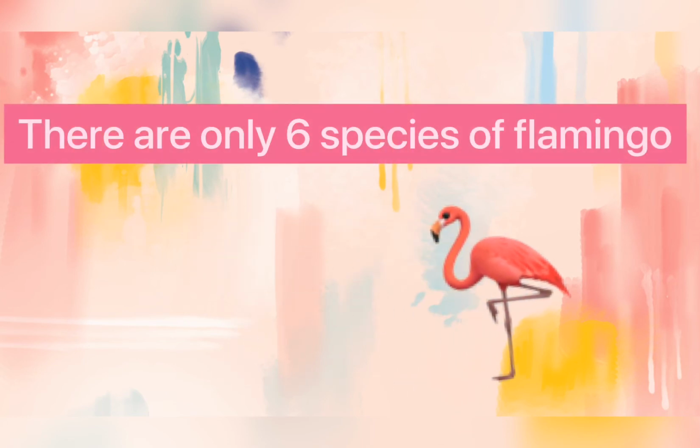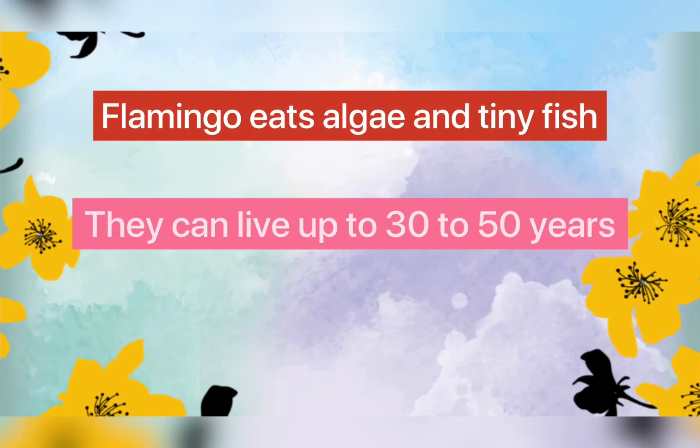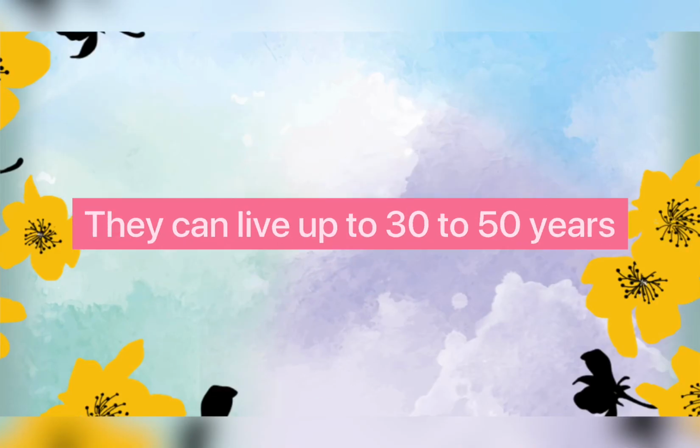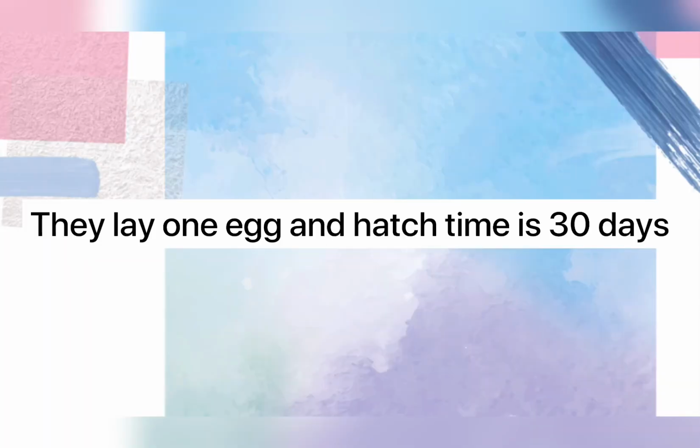There are only 6 species of flamingo. Flamingos eat algae and tiny fish. They can live up to 30 to 50 years. They lay one egg at a time and the hatching time of the egg is 30 days.